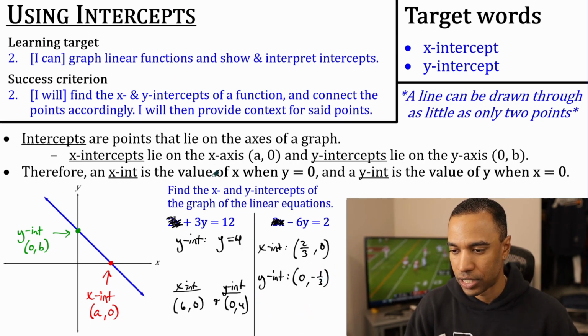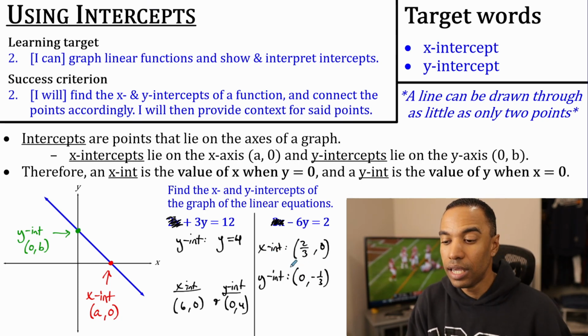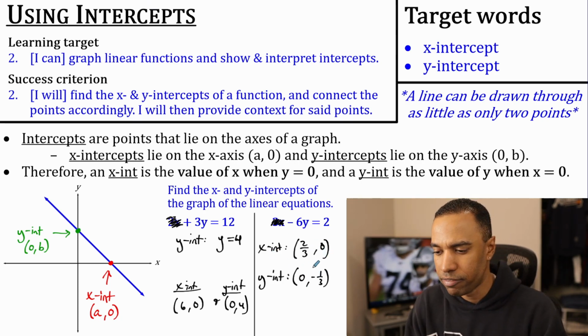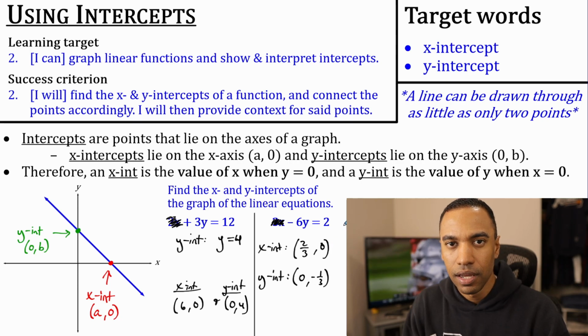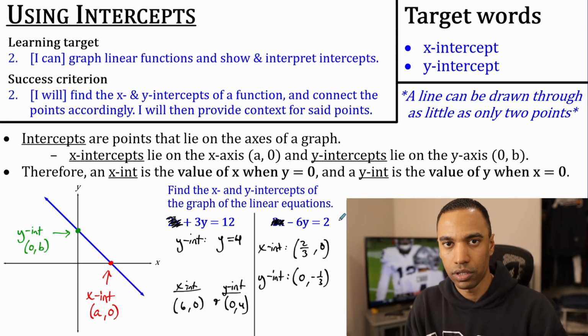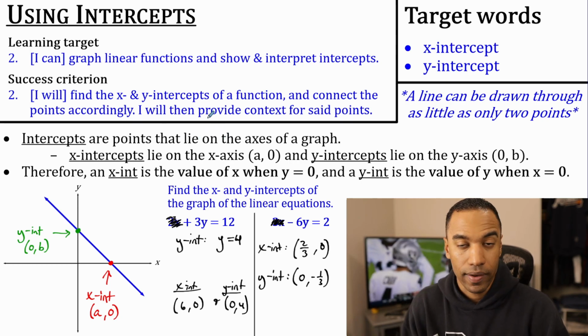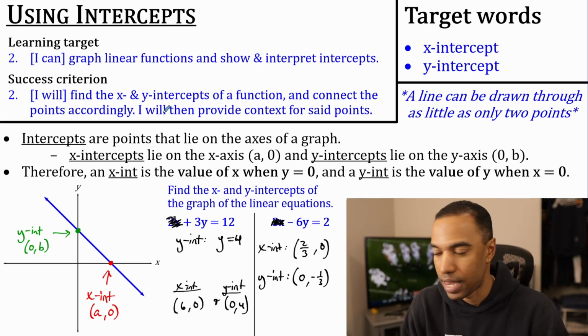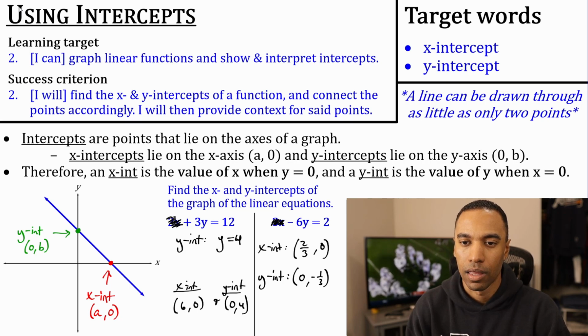Those are my x and y intercepts. Simple calculation, kind of weird numbers, but that's okay. Simple division, we got it taken care of. And that's how you find x and y intercepts. You set the other value equal to 0. That's it. And by the way, this isn't just for linear equations. This is for any kind of equation that you have.